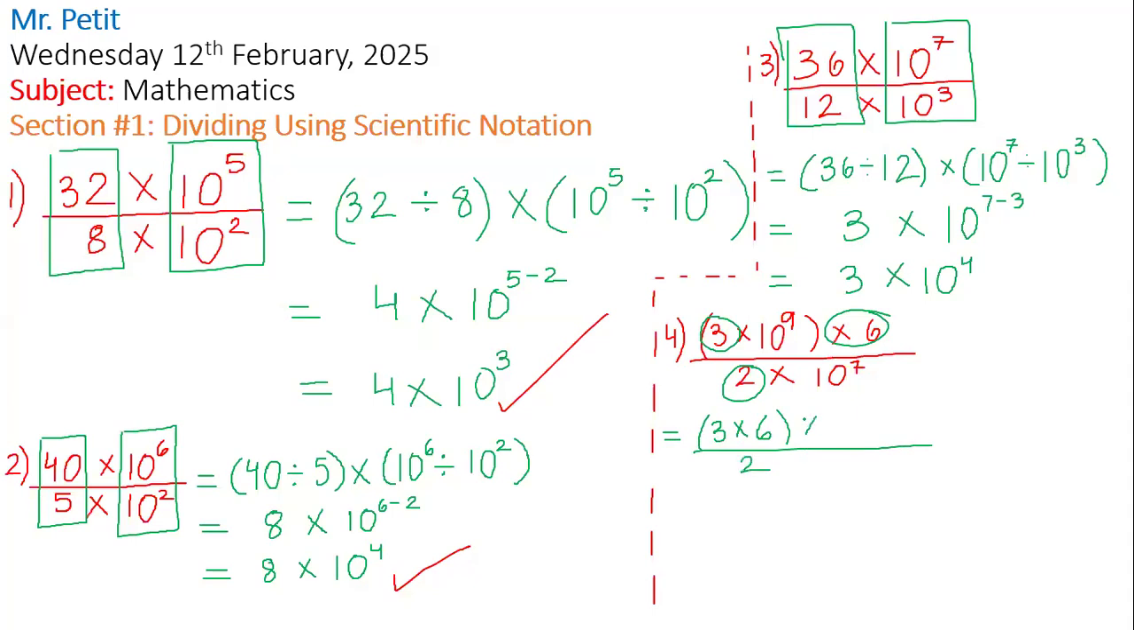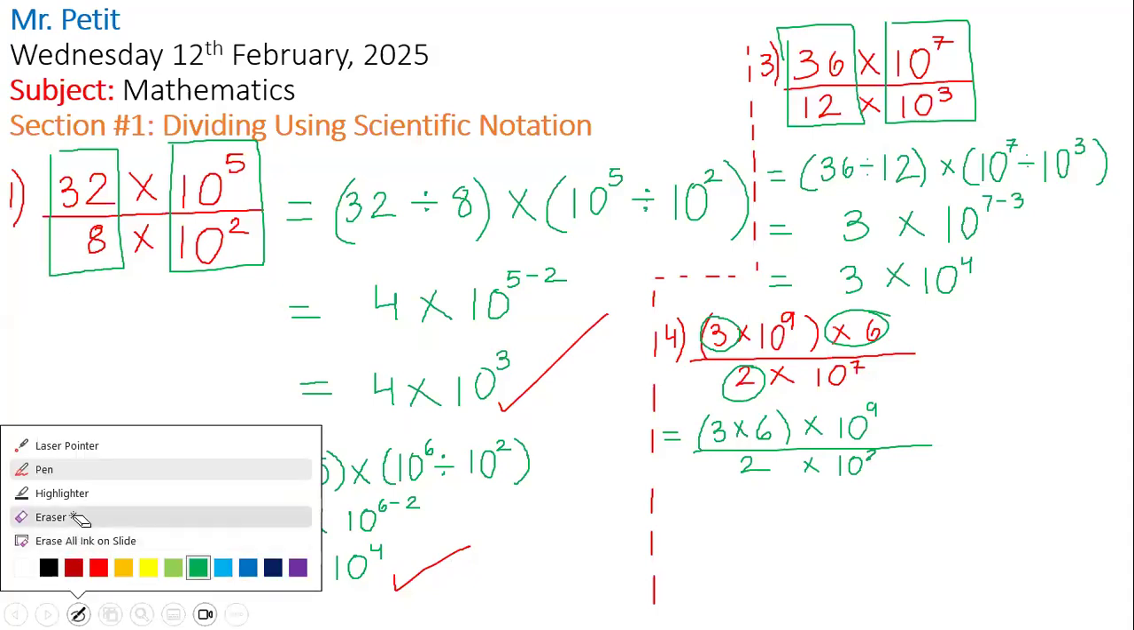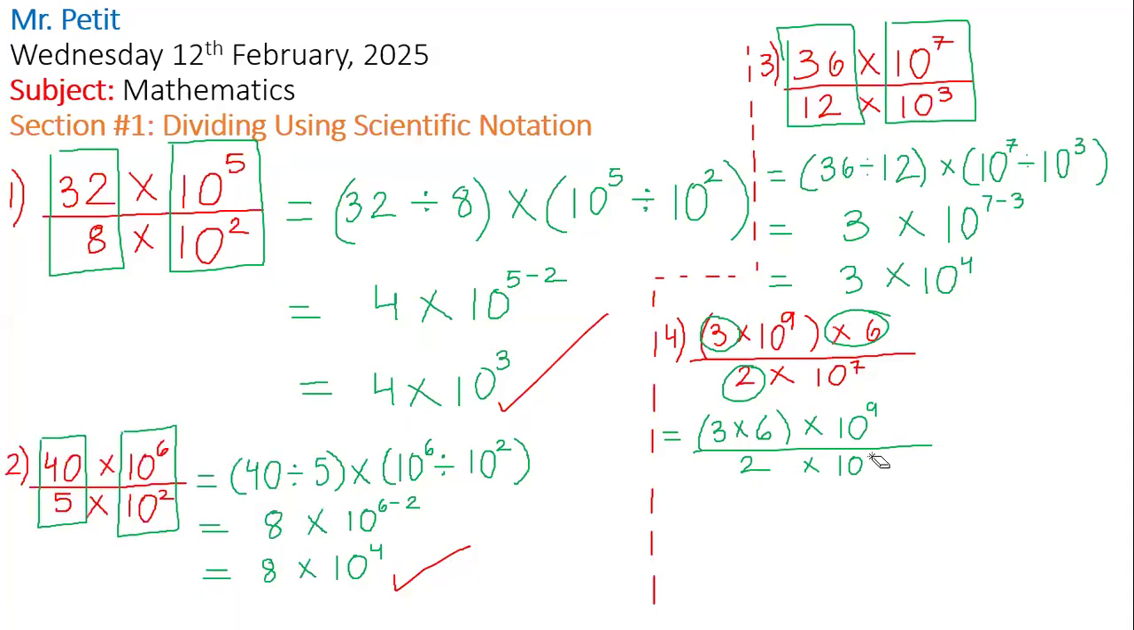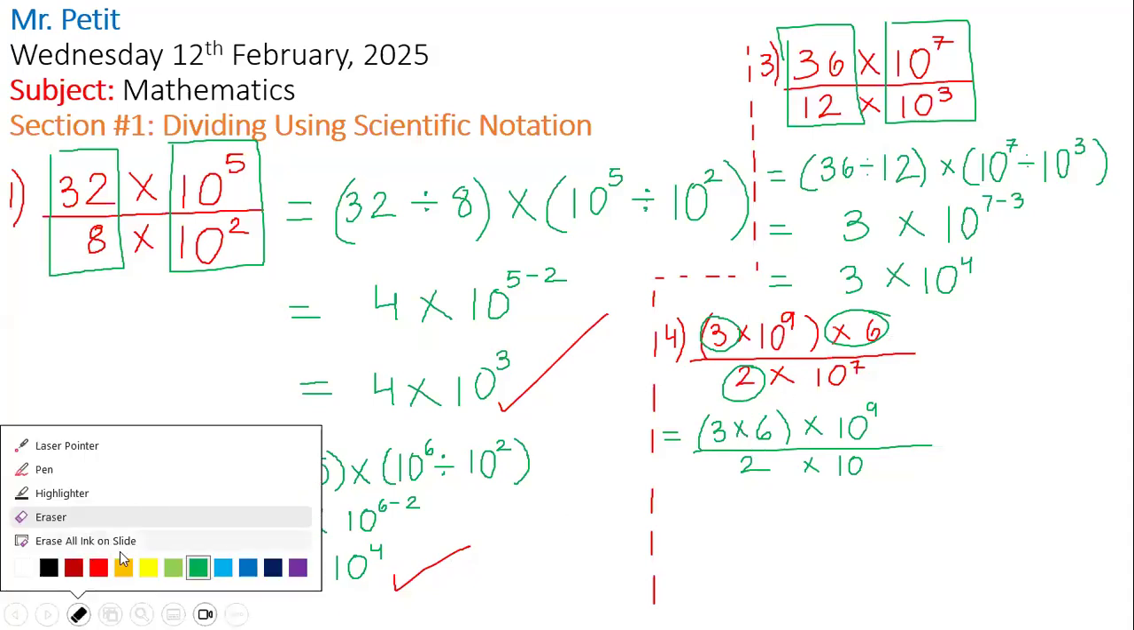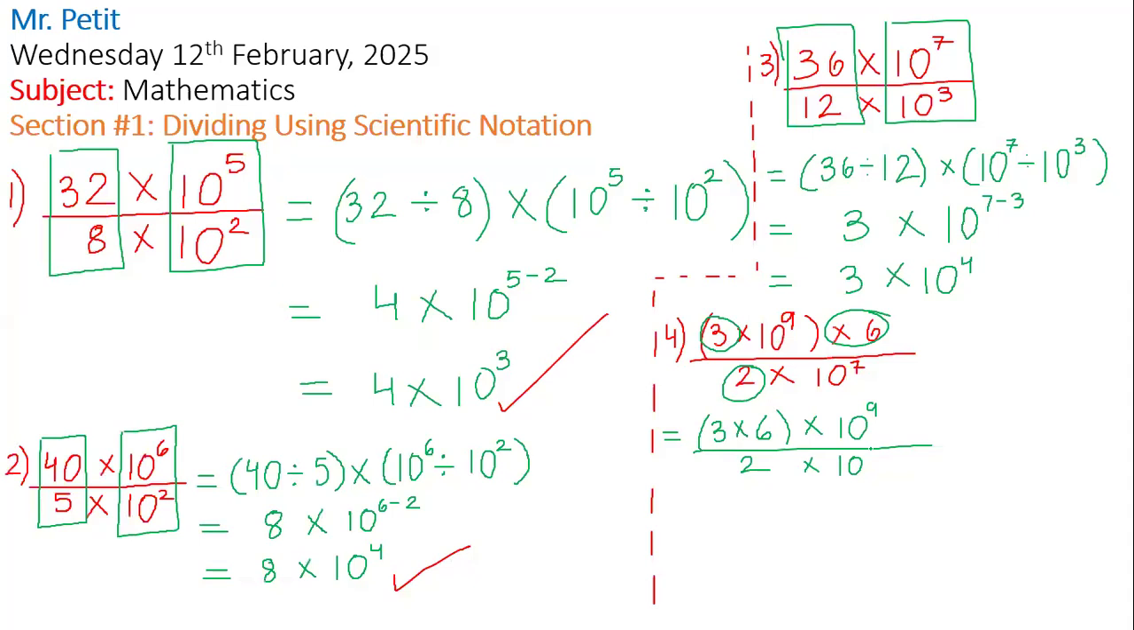Multiplied by what? 10 to the power of what? 9. And 10 to the power of what? 7. Y'all understand what I just did just now, what I went with the 3 and the 6? Yes, sir.